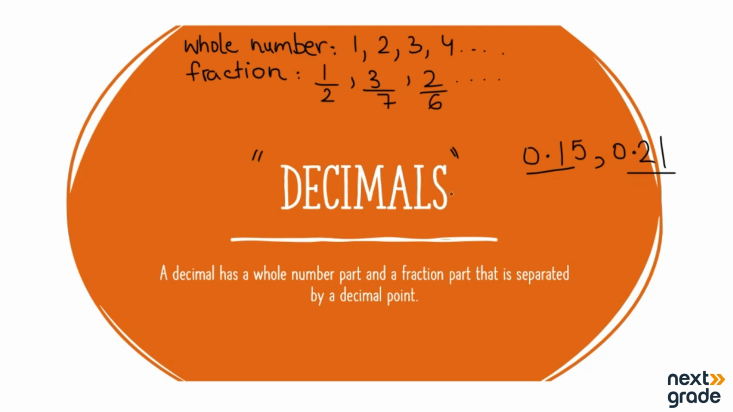इनको हम क्या कहते हैं? इन numbers को हम कहते हैं decimals. So what is a decimal? A decimal has a whole part. Decimal number में क्या होता है? Whole part होता है and it also has a fraction part. दो पार्ट्स होते हैं, एक होल नंबर पार्ट होता है और एक फ्रैक्शन पार्ट होता है and that is separated by a decimal point. वो दोनों पार्ट्स जो हैं वो किससे सेपरेट होते हैं? डेसिमल पॉइंट से.